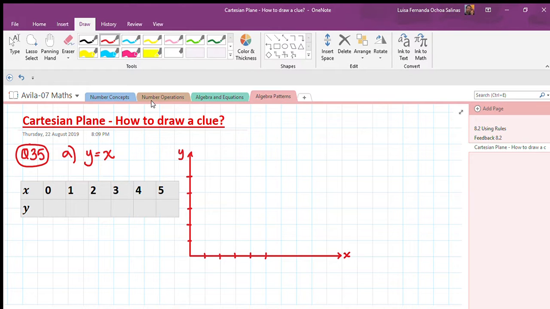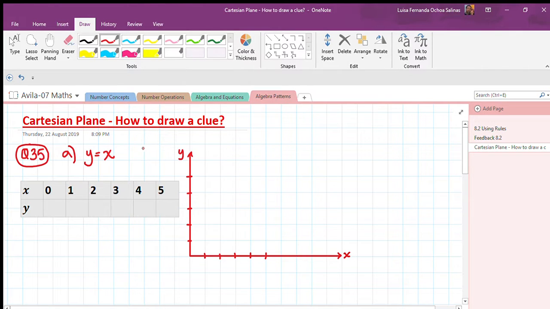This is extension, it is optional. You don't have to watch it if you don't want to be extended, but if you want to learn how to draw a line, I'm going to explain it. This is year 8 material, but I think it will be useful if you want to try it. So let's get into it.